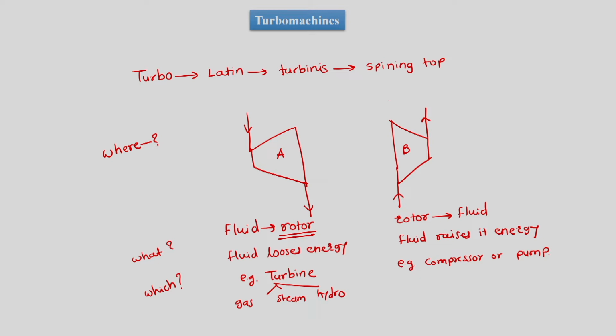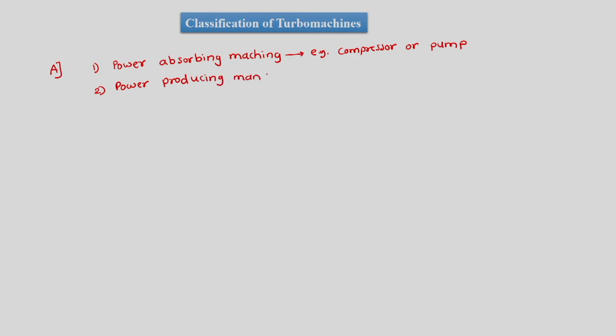So let us start classifying the turbo machines. The classification of turbo machines at gross would be like this: we have 1A, first, power absorbing machines. Basically, in the power absorbing machines, we have fluid which is taking energy from the rotor, and we know that the example is a compressor or pump. And second is power producing machines, and in these machines we know that the fluid is losing its energy to the rotor, and the example is a turbine, and as we said, it can be any turbine.